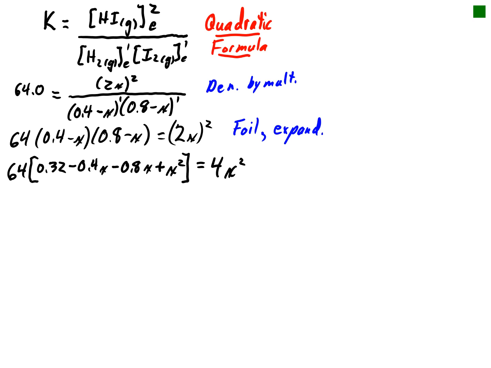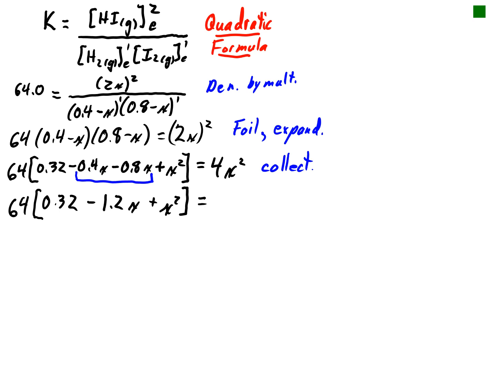Now I'm going to collect like terms on the left-hand side because I've got two values that are just x terms, and I want to collect those before I do my distribution. So we're now going to get 64, I'm still going to use that big square bracket, 0.32 minus 1.2x plus x squared. Close my bracket, equals 4x squared. Now I'm going to distribute the 64. So this is only a change on the left-hand side.